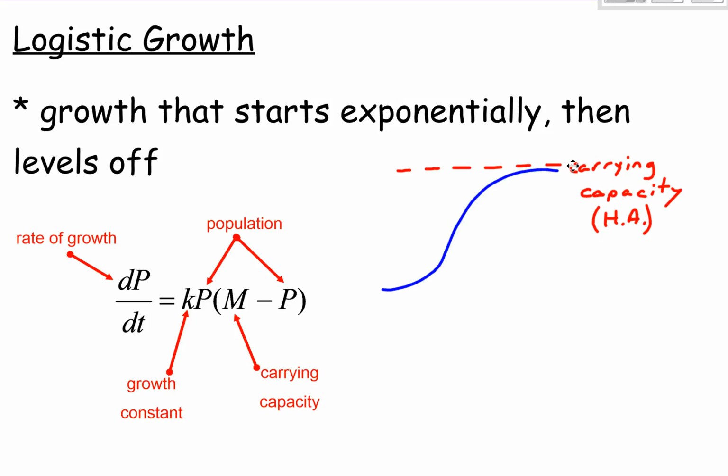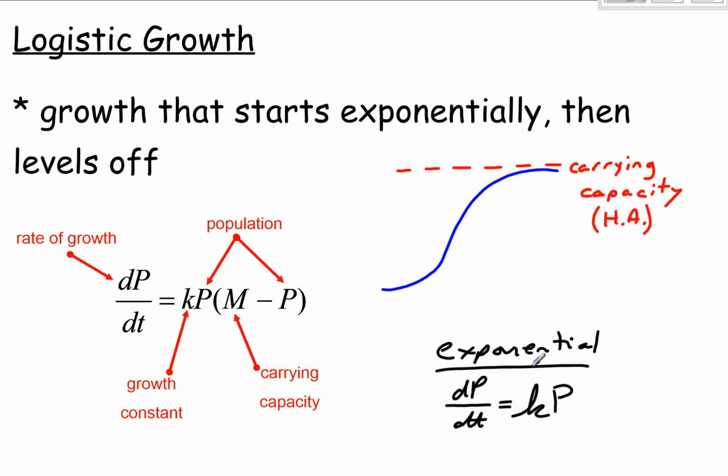And the equation for it is a bit different than exponential. If you remember exponential, if I use p for population, the rate of change of the population would be some constant times the population. With logistic, the rate of change is still some constant times the population, but then I have another factor here, m minus p, where m is the carrying capacity and p is also still the population, but m is this maximum that it could have.